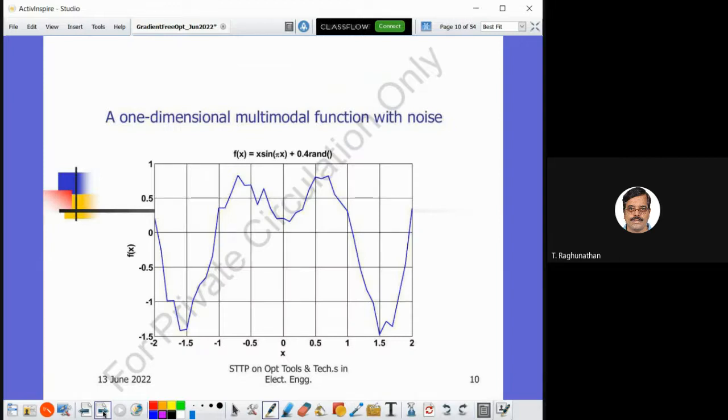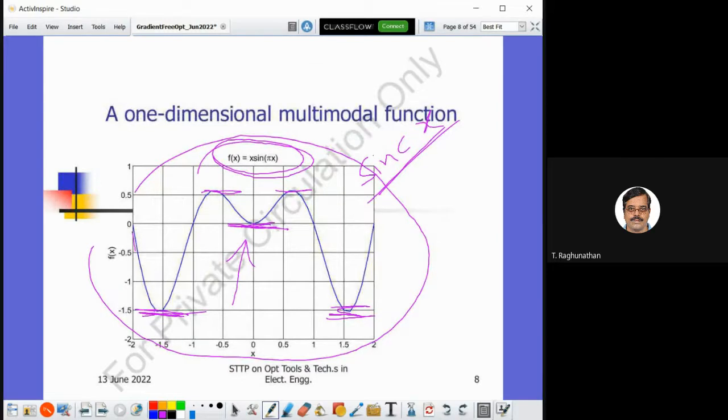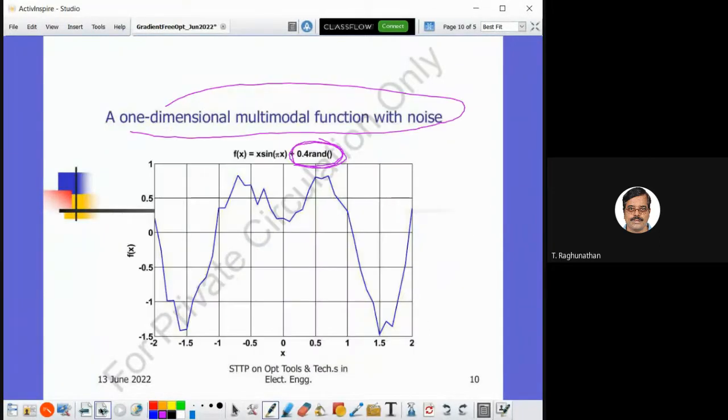And the same sinc function with some noise added to it. It looks like this. In the sinc function, at least you had the hope of finding a local minimizer because it was smooth, right? You could at least find the local minimizer by using a derivative based method. But if it is corrupted by noise, then there is no hope of even using the methods we studied yesterday, right? So this is an example of that.